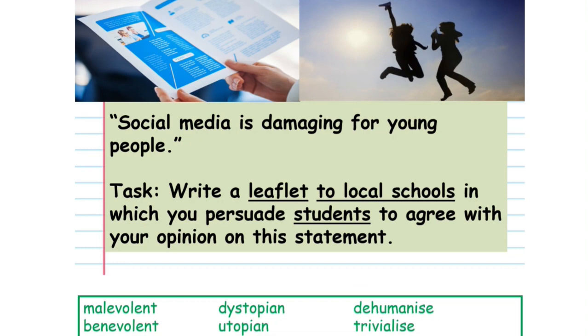In your exam, for question 5, you will be given a statement. And your task in this question is to write a leaflet to local schools in which you persuade students to agree with your opinion on this statement. Okay, and the statement you've been given is social media is damaging for young people. So you have to work out whether you agree or disagree, and then you have to target your leaflet to local schools and students.